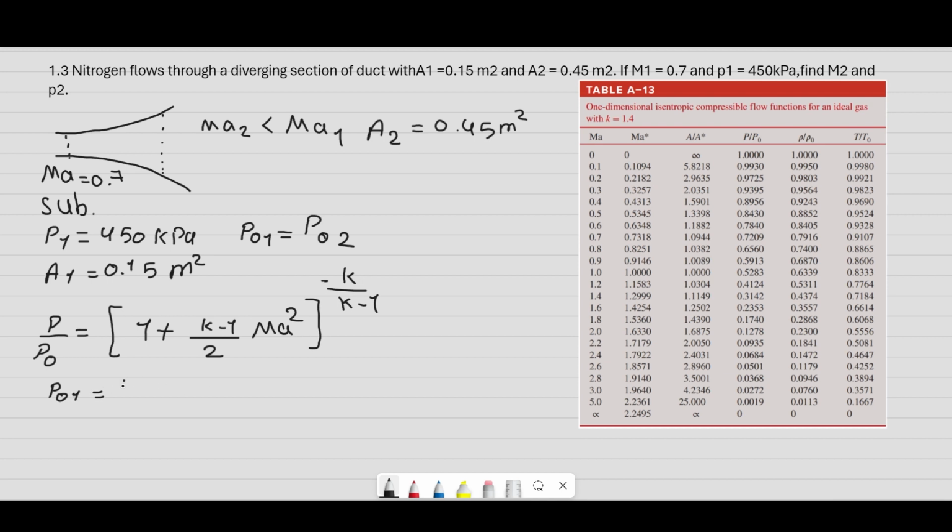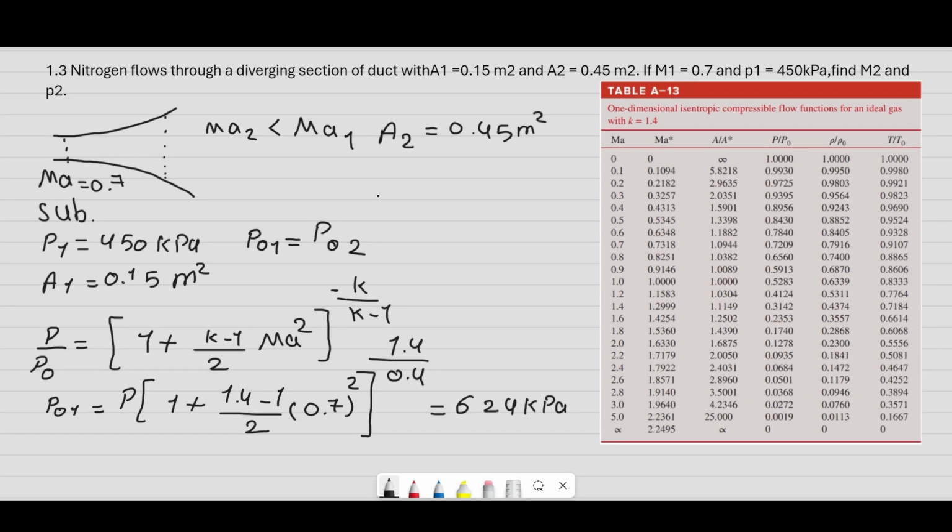This is going to be equal to P times (1 plus (1.4 minus 1) divided by 2 times 0.7 squared) to the power of 1.4 divided by 0.4, which is equal to 624 kilopascal.